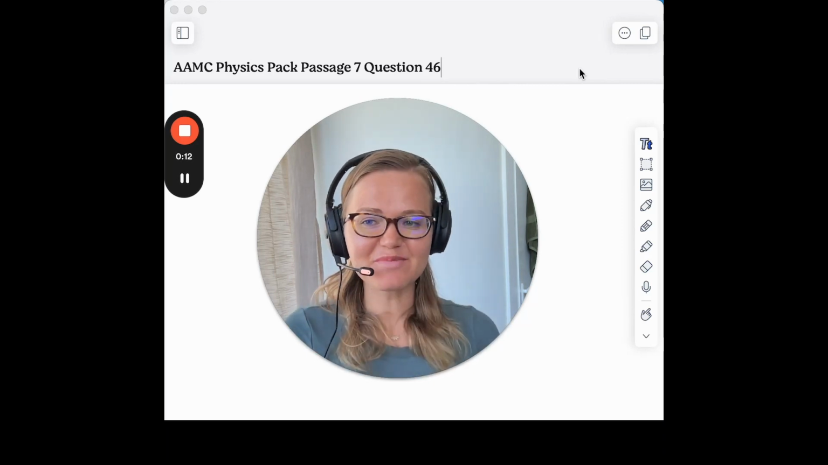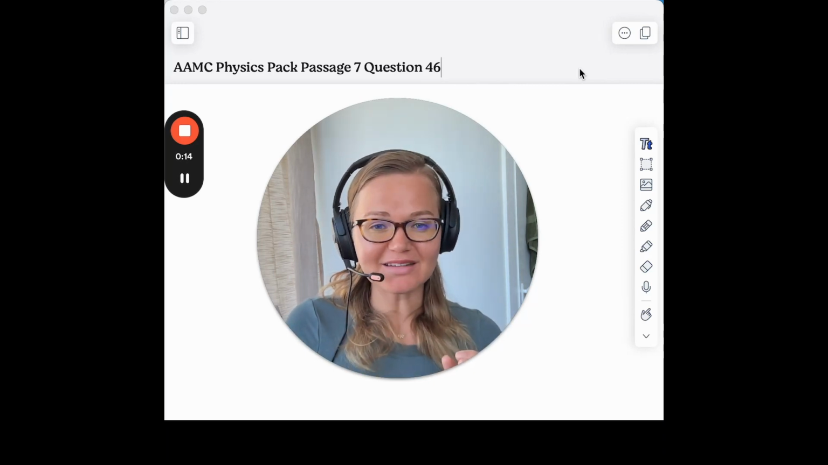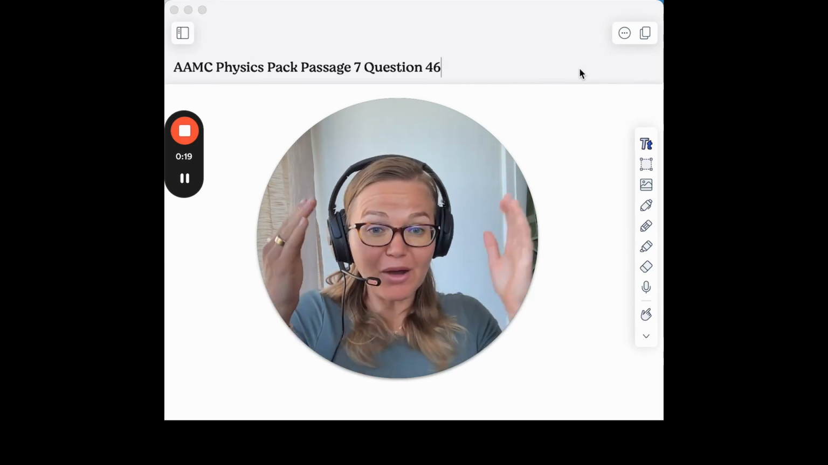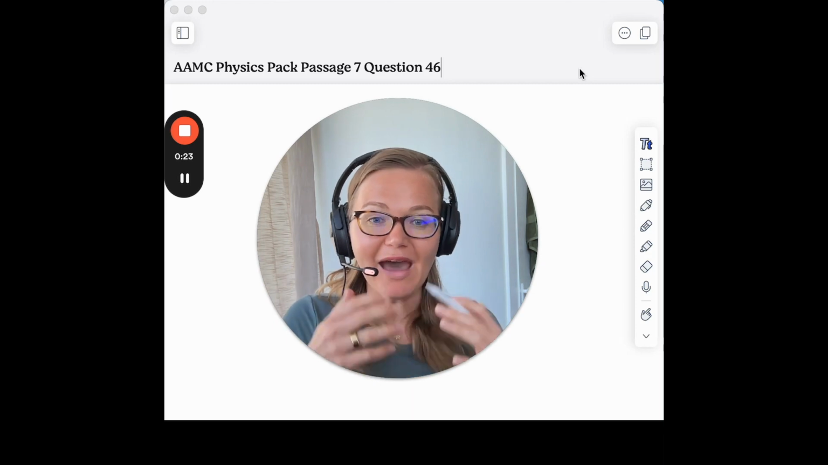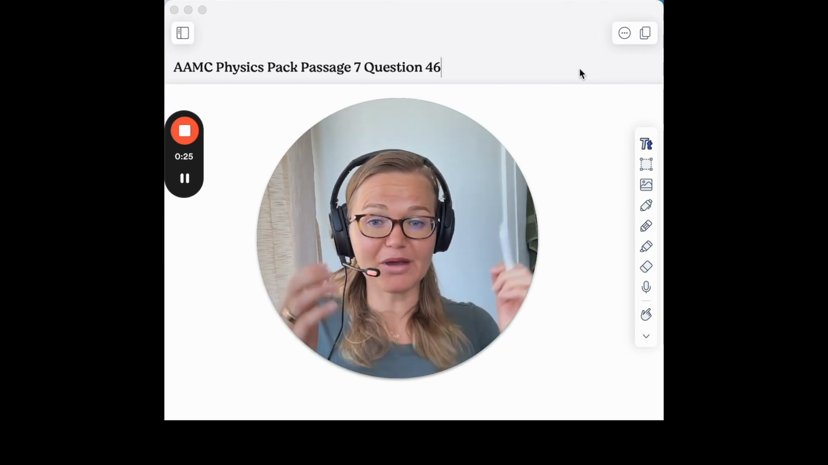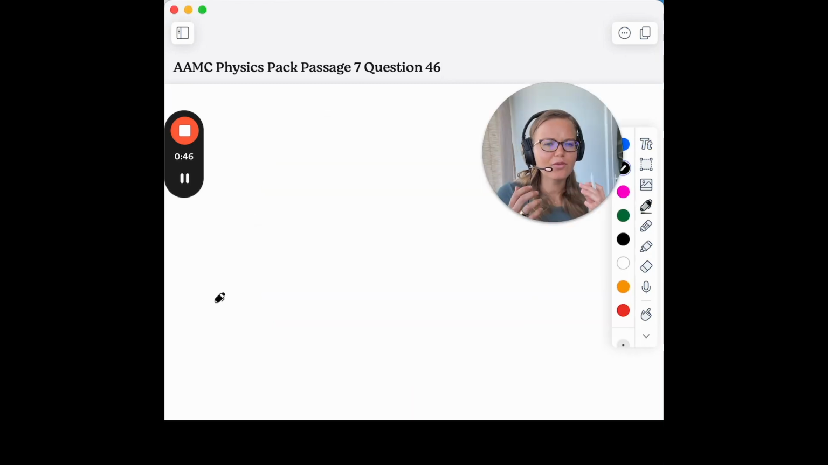So this is still related to passage 7 about the student that takes some sort of object and propels it upwards. And we want to know for this question, how do we calculate an equation for the height of that object that the student propelled upwards? So let's break it down. Well, what principle could we apply here in terms of energy?